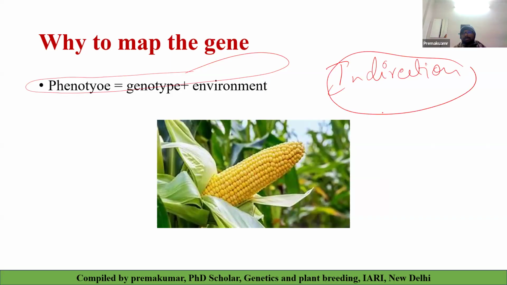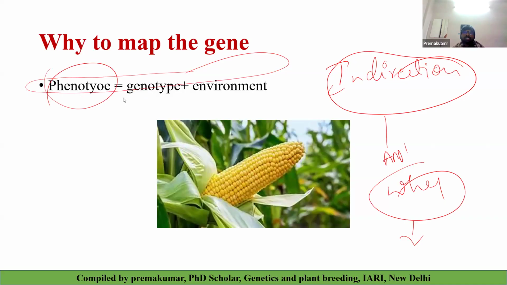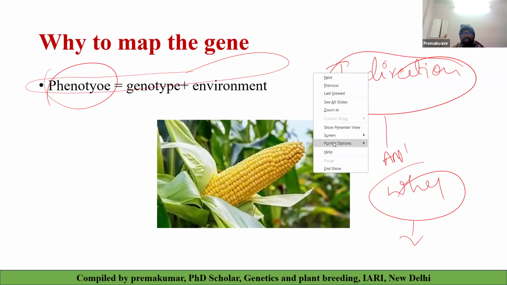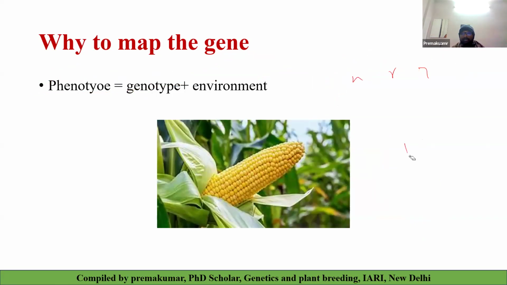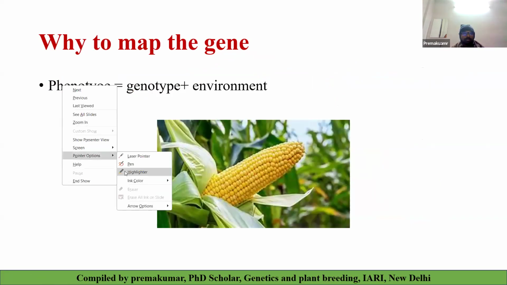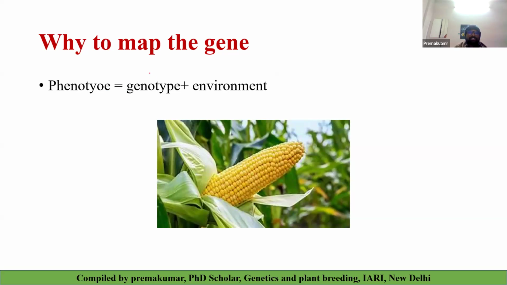In the first class, on molecular applications in plant breeding, we discussed why we need markers. In that class, I discussed in detail why we need to map a particular gene. We know that the phenotype is always associated with the genotype and environment. We discussed in the first class itself how the phenotype is affected by the genotype and the environment. Johannsen in his experiment proved that phenotype is always a manifestation of genotype plus environment.